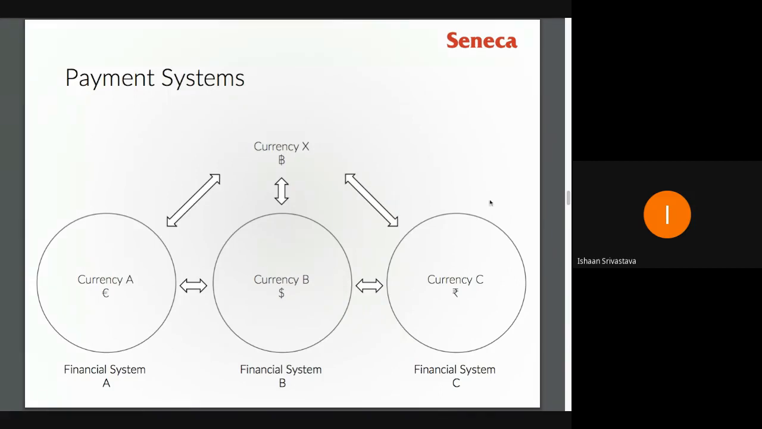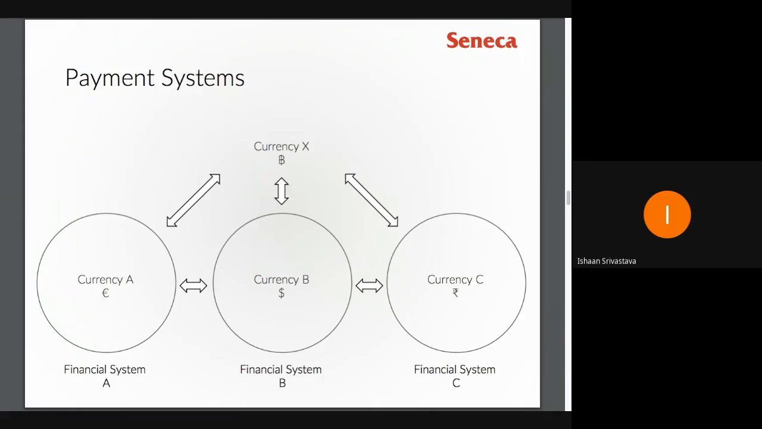On the other hand, we have what are called open loop financial systems. So let's take an example here. We have financial system A, which has its own currency. In this case, it would be the euro. We have financial system B, which has its own currency, which is the dollar. And we have financial system C, which has its own currency, which is the rupees. On a micro scale, when you look at it, each of these may be the currency, maybe the financial instrument used within that particular financial system. But then the national currency would work in all of these stores.